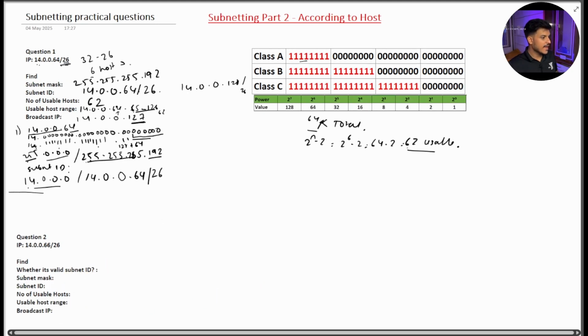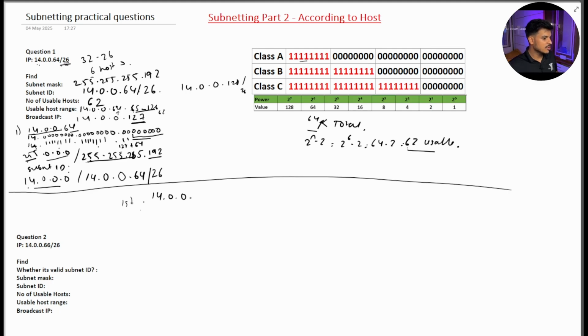As usual, in the first step we have to write that IP again, so it is 14.0.0.66. In the second step, we have to write the binary of the bits that are given to host. The first bits are given to network, so it will be 14, then 8 zeros, again 8 zeros, and again 8 zeros. From the IP we know that 26 bits are given to network, which means 32 minus 26 leaves 6 bits given to host.